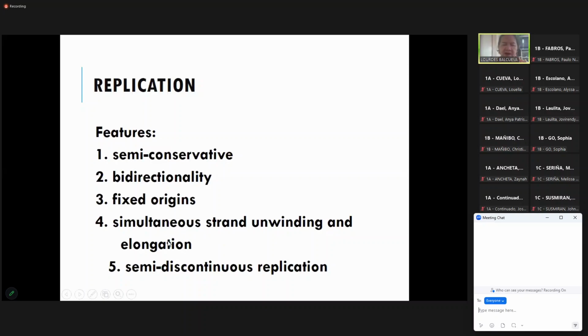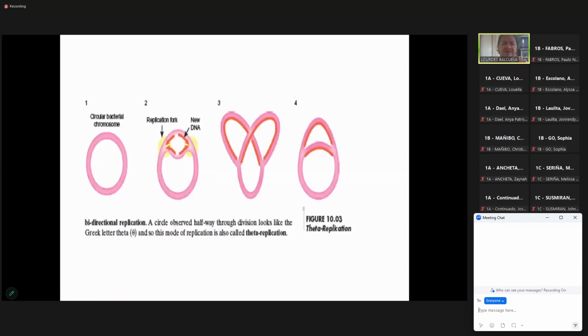So, sabay, no? But one is continuous and the other is discontinuous. So we describe it as semi-discontinuous replication, okay? Because one strand is replicated continuously, while the other strand is replicated discontinuously with the formation of Okazaki fragments.